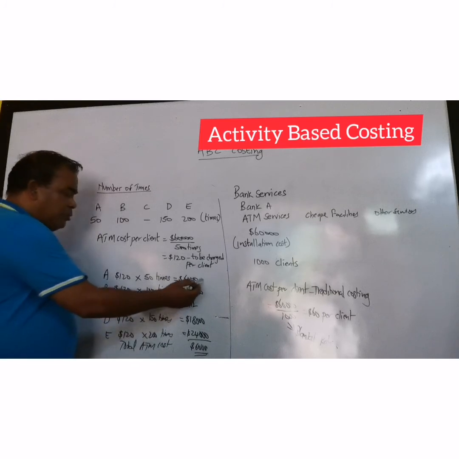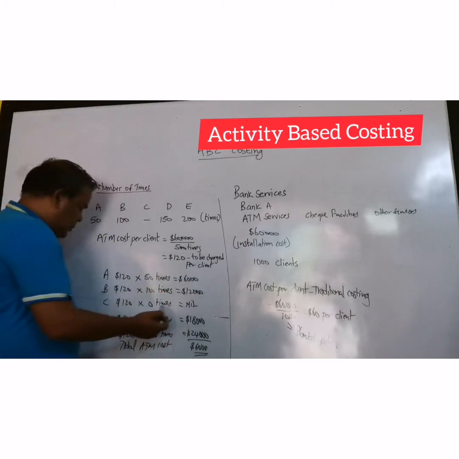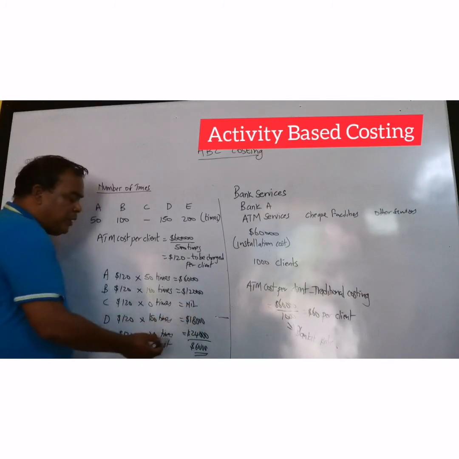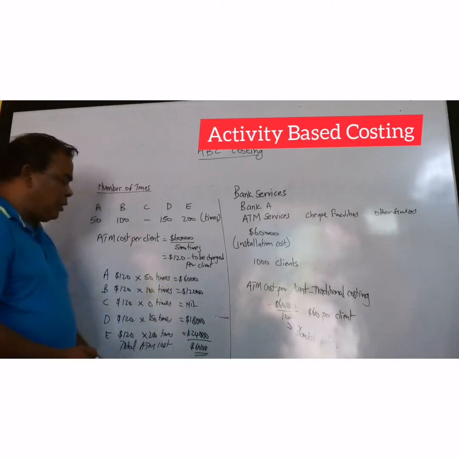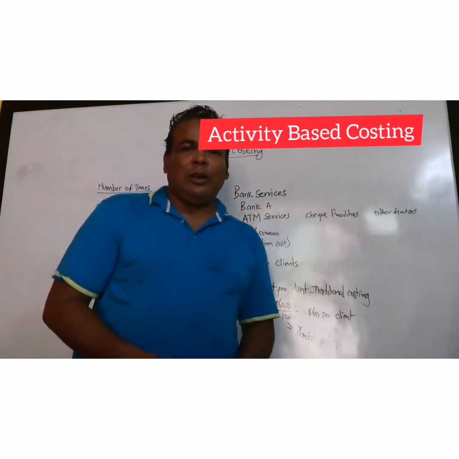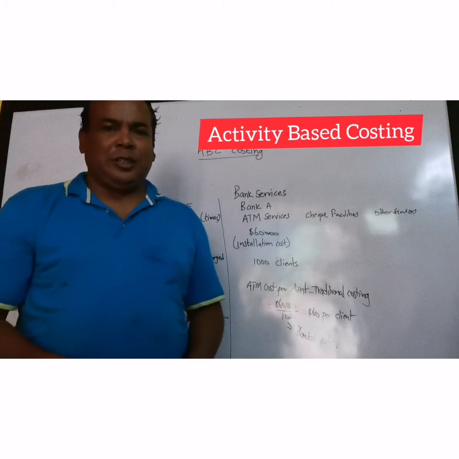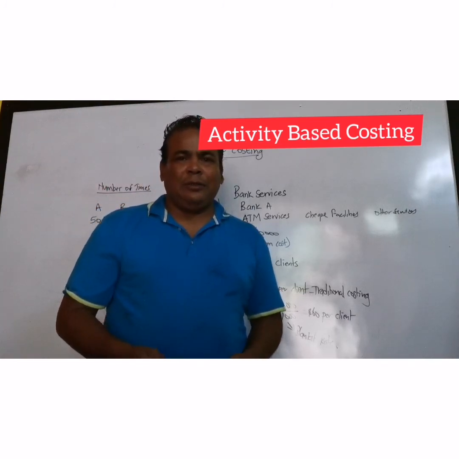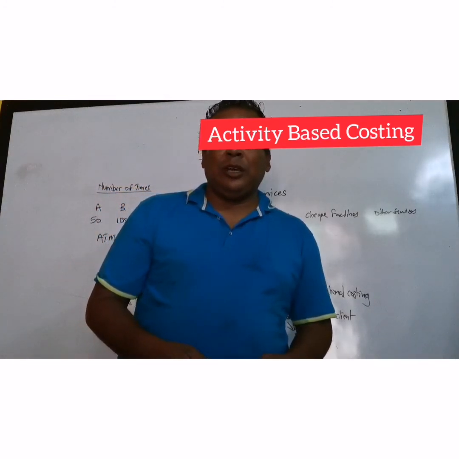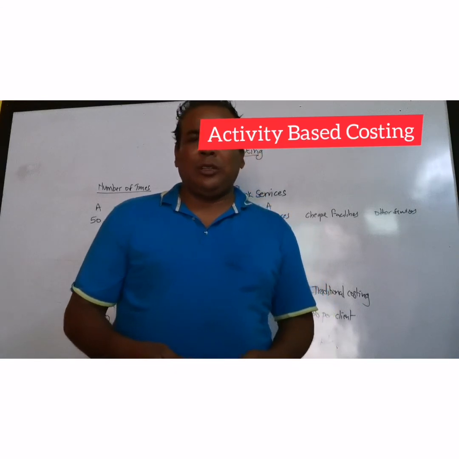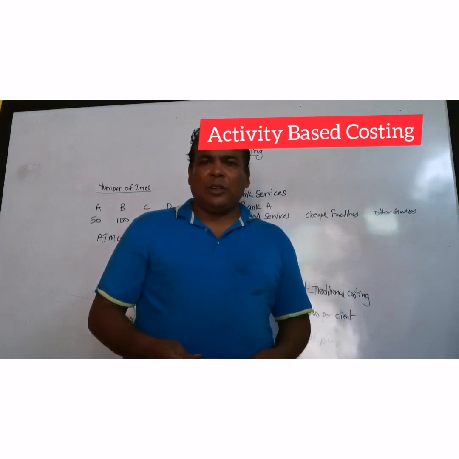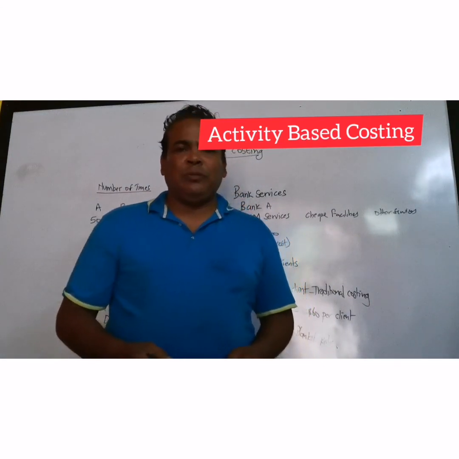The clients will have to pay: A $6,000, B $12,000, C will not be charged any amount, D will have to pay $18,000, and E will have to pay $24,000. There will be no issue. The client will agree to pay because they have used the ATM services. But if we charge a client who is not using the ATM service, it will be a discrimination against this client, so he may be demotivated and close his account at the bank and go to another bank which is using activity-based costing.